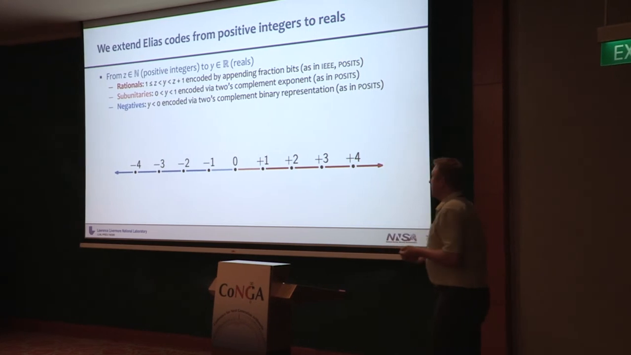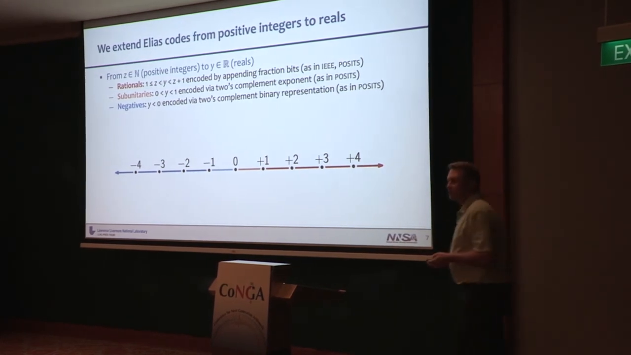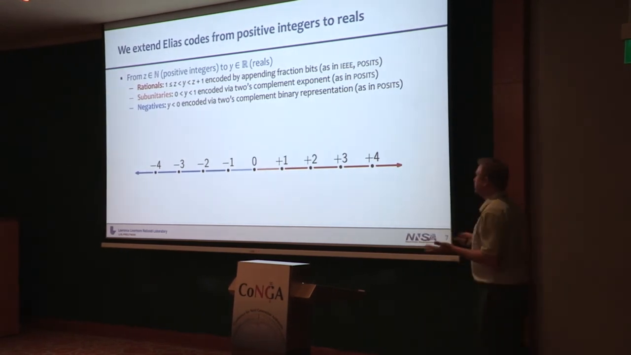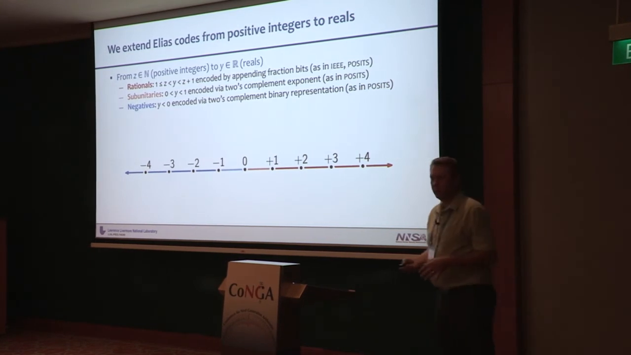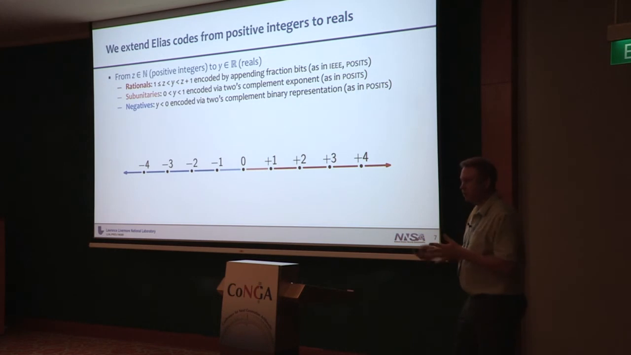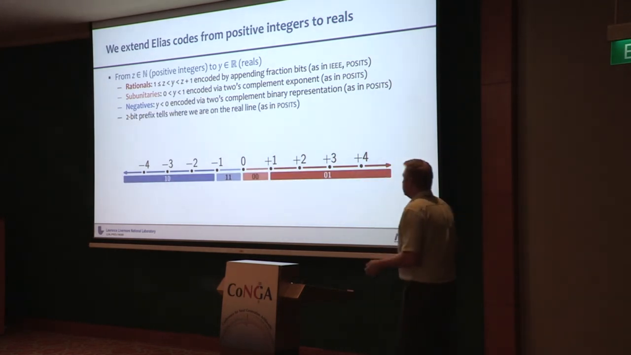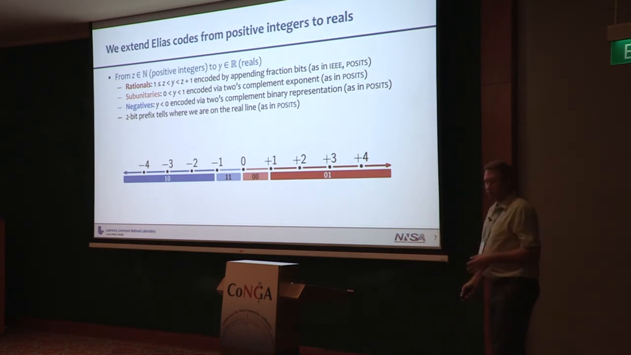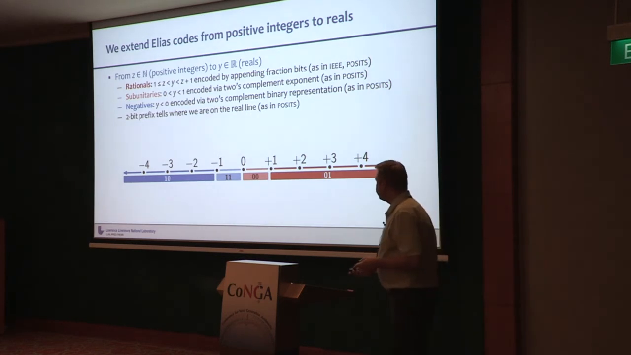We need to encode negative numbers as well, and the way we do that is exactly the same way we do it in posits, okay? We use a 2's complement representation of the number itself. So very nice, and that's contrary to IEEE, which uses a sign magnitude representation, which gives you signed zeros and nested things like that. And then we use a 2-bit prefix to tell where we are on the real line, same thing as posits, okay?